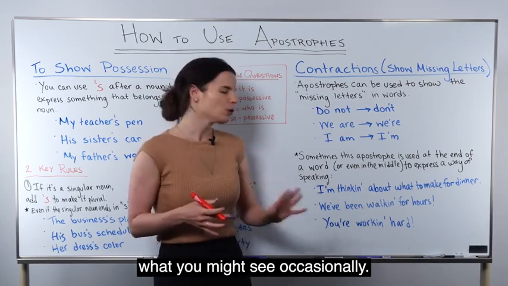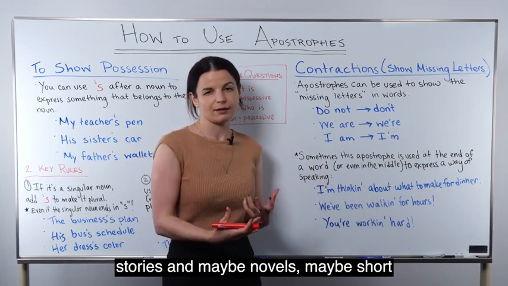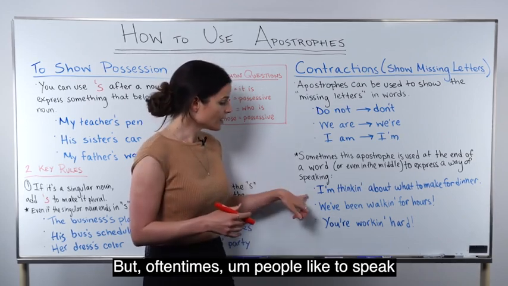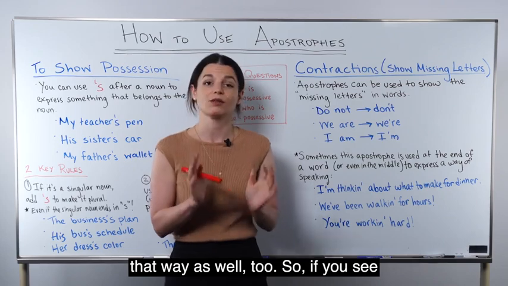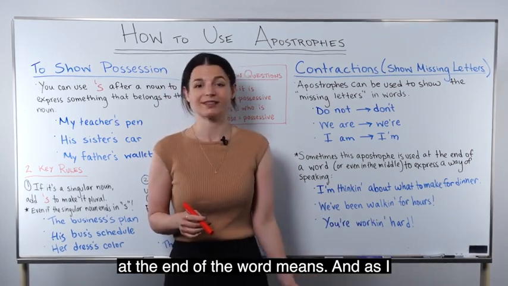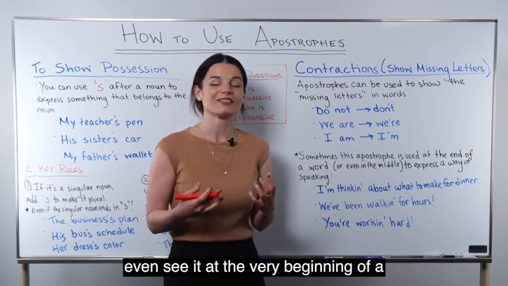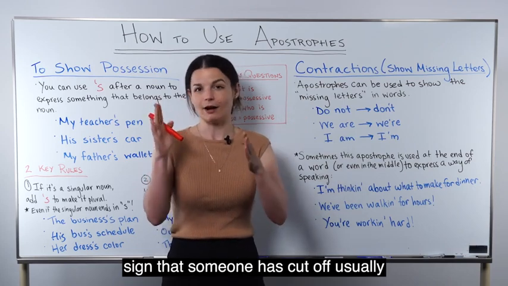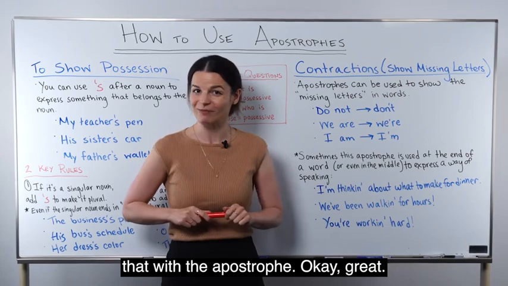Okay, so that's what you might see occasionally. Usually we see this in texts like stories and maybe novels, maybe short stories or essays, that kind of thing. But oftentimes people like to speak this way and sometimes they want to text that way as well. So if you see this in like a text message or something, that's what this apostrophe at the end of the word means. And as I said, you might see it in the middle, I suppose, in certain places. You might even see it at the very beginning of a word, but that's a sign that someone has cut off usually like a letter or something like that, a very small sound, and they're showing that with the apostrophe. Okay, great.